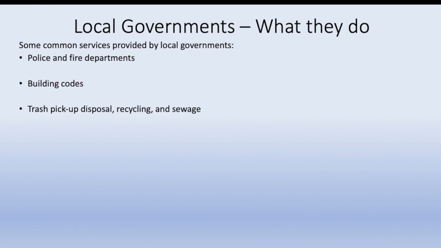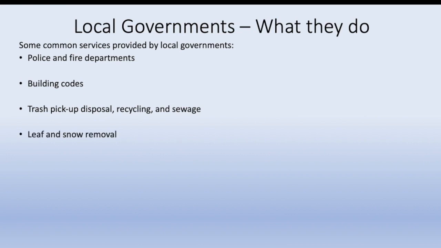Trash pickup and disposal, recycling, and sewage. So many of the sewers for rain runoff, they are run by and maintained by the township. Of course, trash pickup and disposal, recycling, those are township entities that do that for us here in the township.